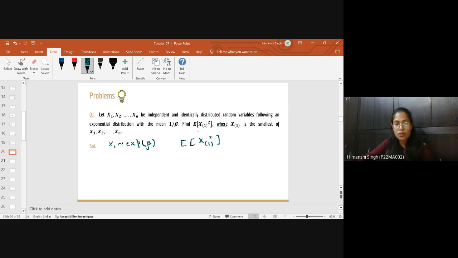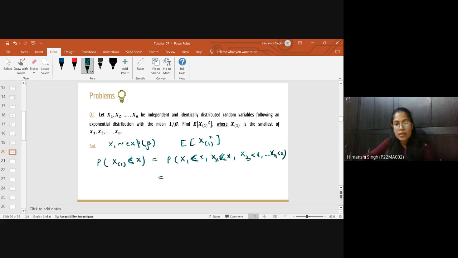So X1 is the smallest of X1, X2, ..., Xn. So I need to find out this expectation, and for that I should know the distribution of X1. So if I need to find the probability X1 less than or equal to x, this is basically the smallest element being less than or equal to x, meaning that every element, X1 is less than or equal to x, X2 is less than or equal to x. Since it is a continuous distribution, it does not make any effect. X2 or X3 less than x, to Xn less than x.